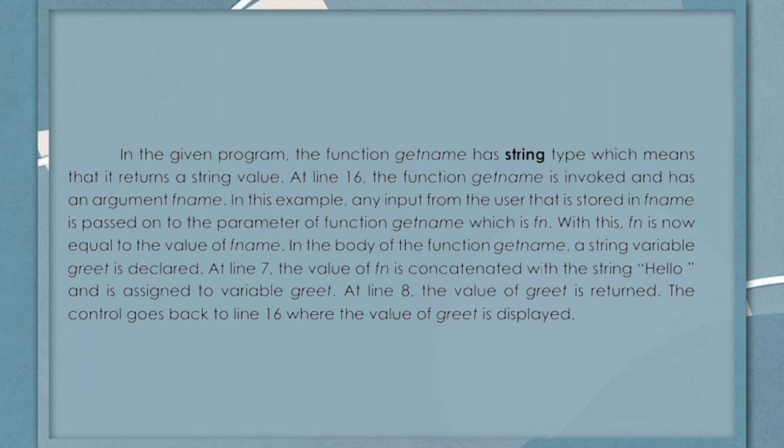In the body of the function getName, a string variable greet is declared. At line 7, the value of fn is concatenated with the string hello and is assigned to variable greet. At line 8, the value of greet is returned. The control goes back to line 16 where the value of greet is displayed.